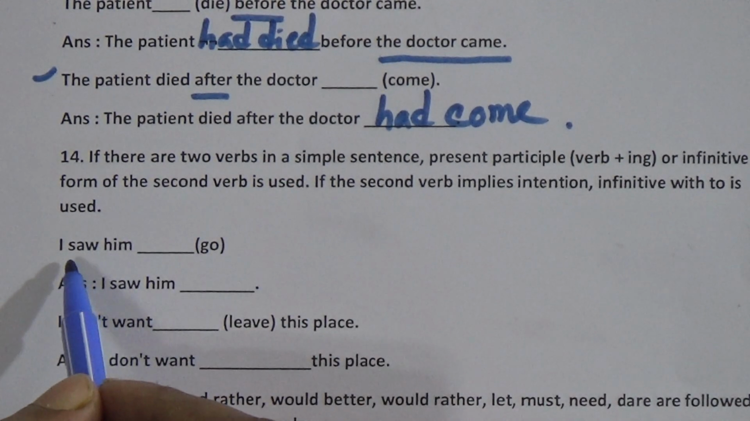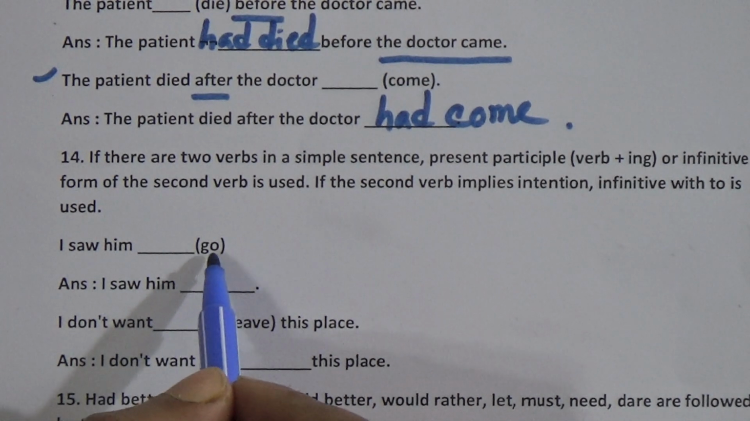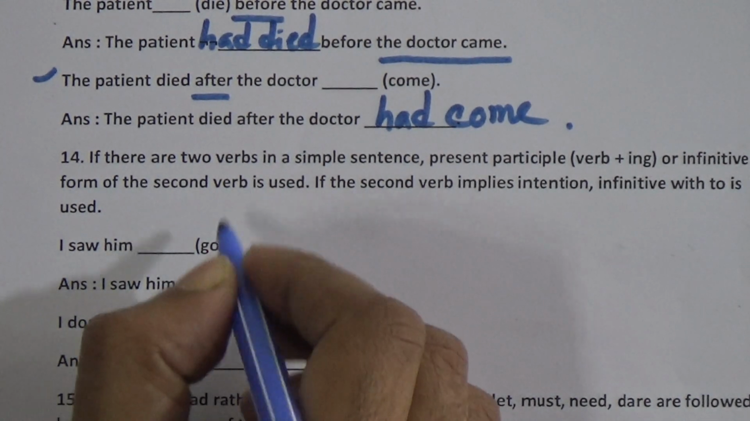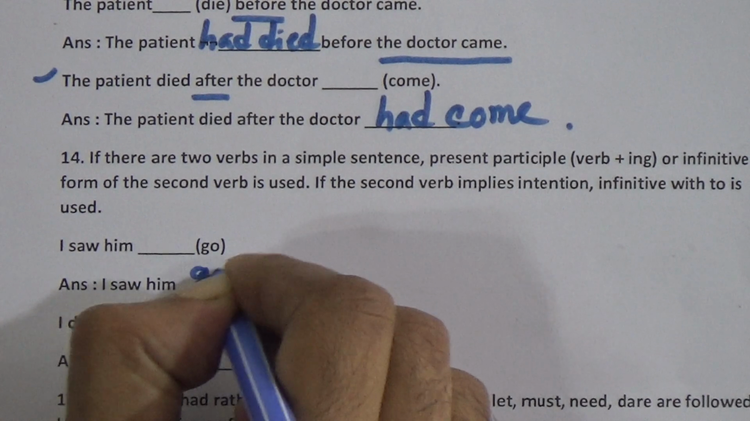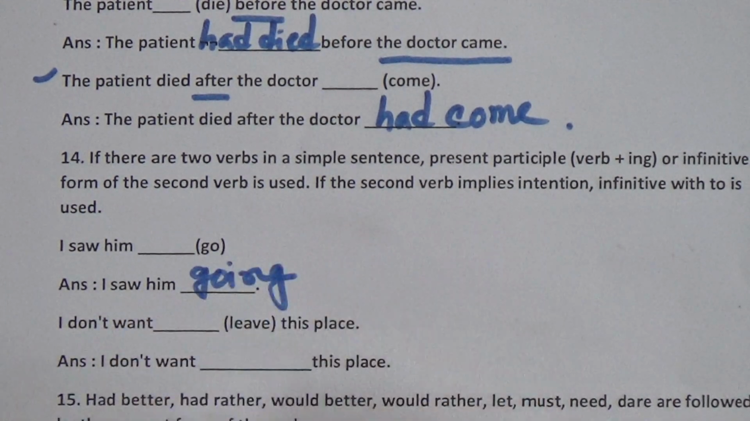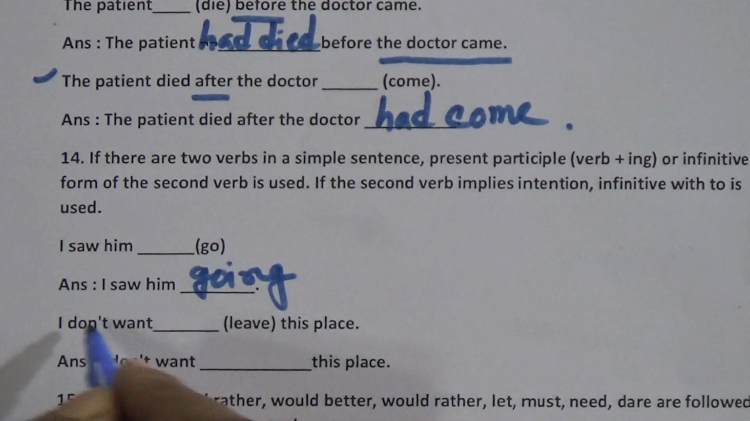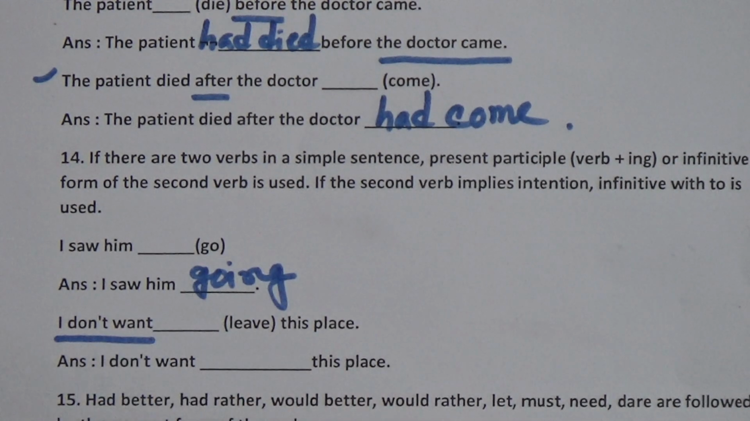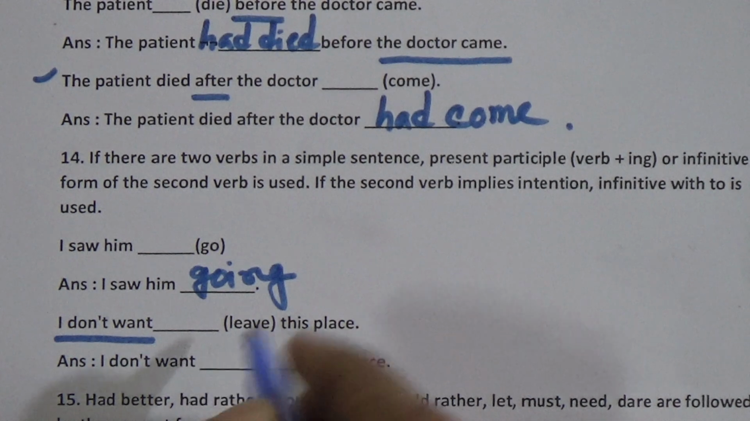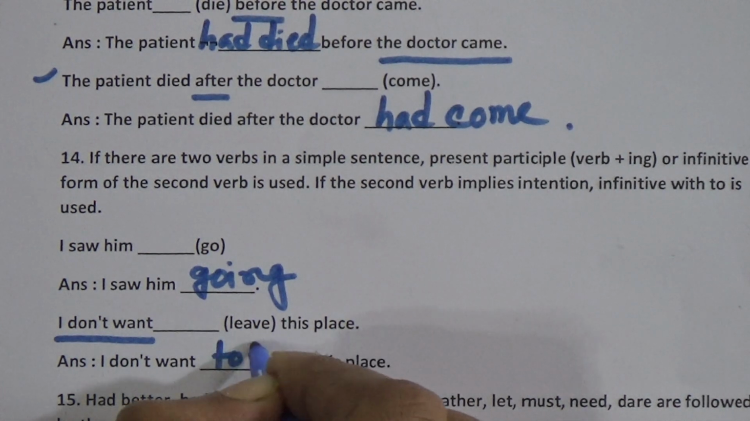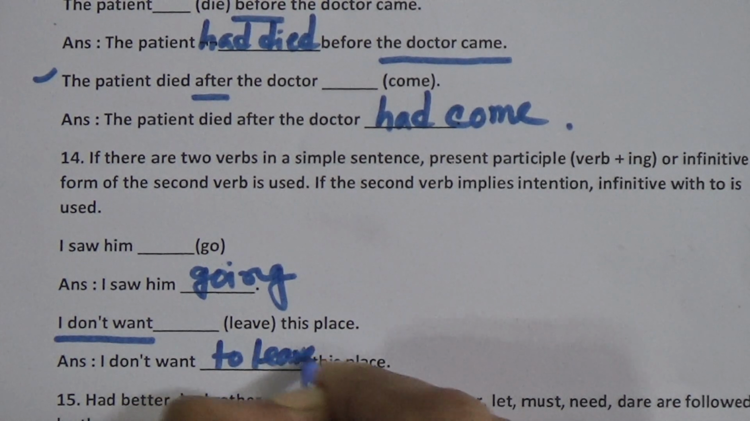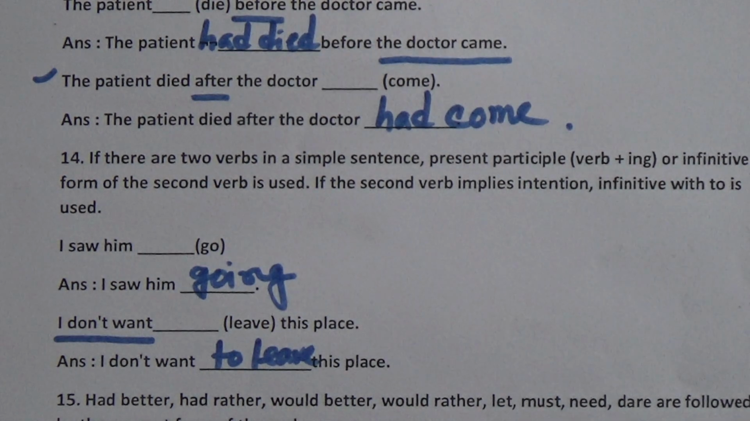So look at the first example: I saw him dash go. So we will write here I saw him going, that means verb plus ing. In the second example, I don't want dash leave this place. Here, I don't want, this phrase or this clause implies intention, so we will use infinitive. I don't want to leave. We know that after infinitive we will always use the base form of the verb.